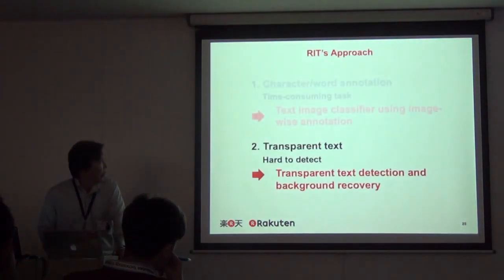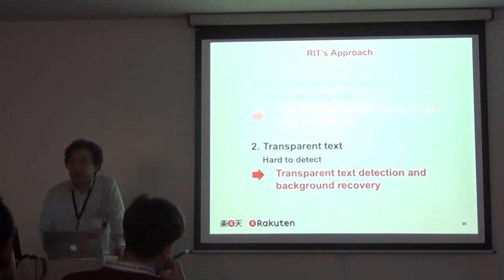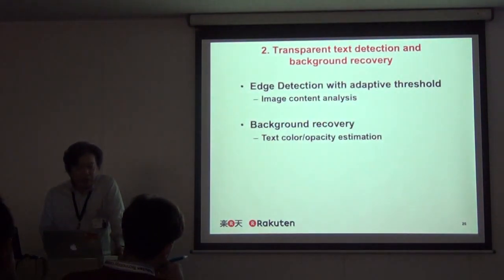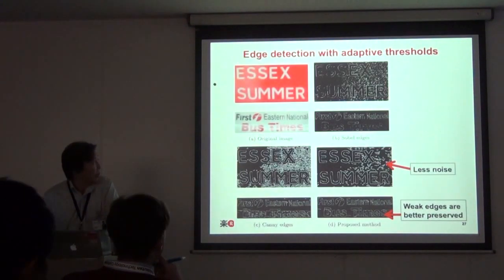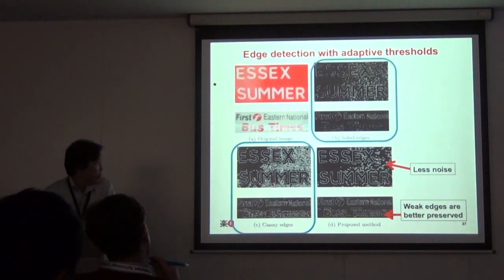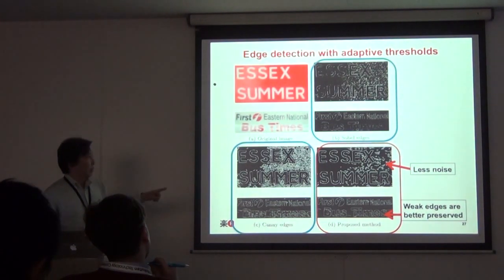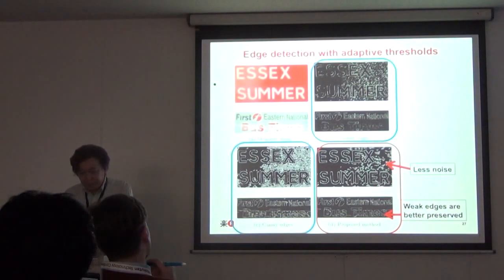Then I'm going to talk about the second project, transparent text detection and its background recovery. We are trying to solve this problem by adaptive edge detection thresholding. These are results. Compared with traditional edge detection results like Sobel or fixed threshold Canny, our results are better, with less noise and weak edges also preserved.